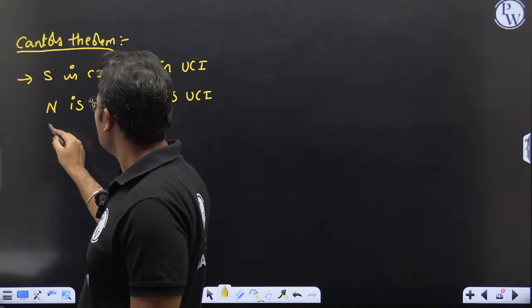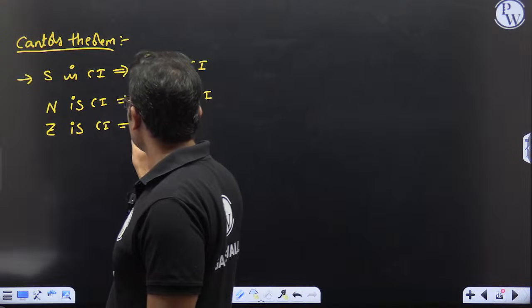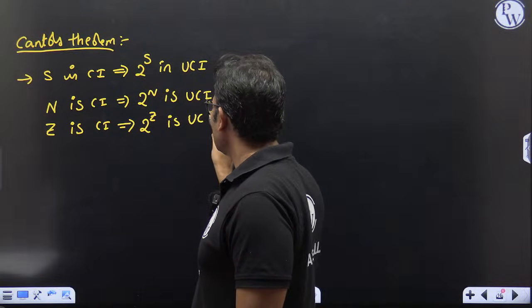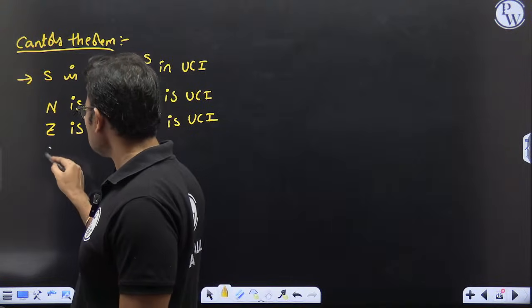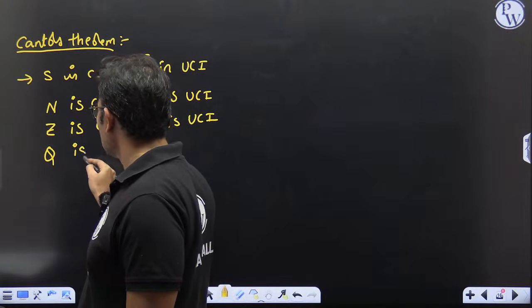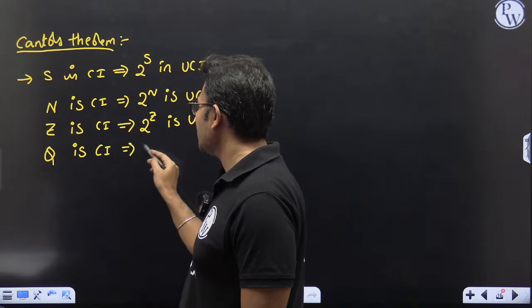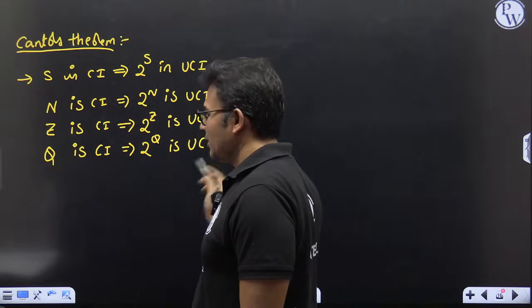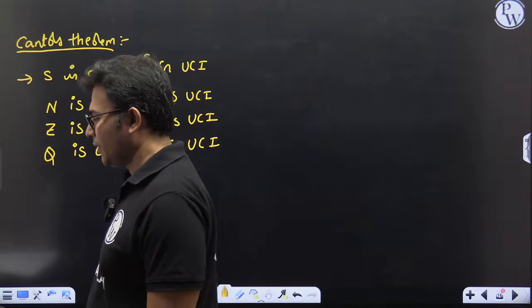Integers are countably infinite, which implies 2 power integers is uncountably infinite. And rational numbers are countably infinite, which implies 2 power Q is uncountably infinite.